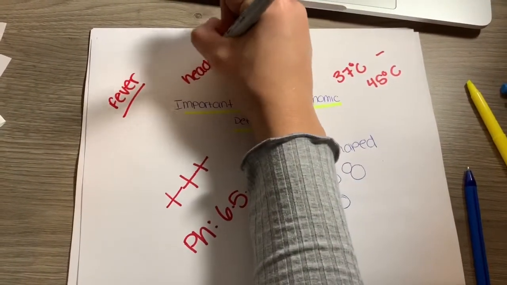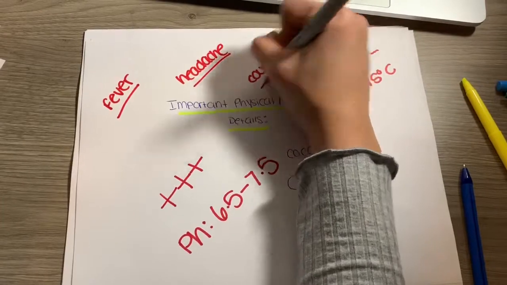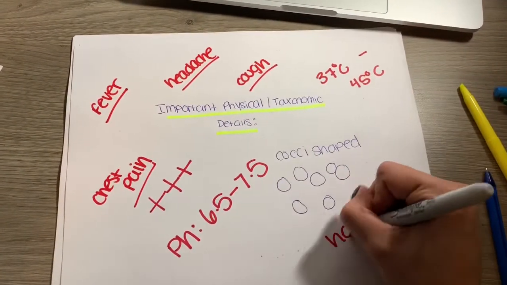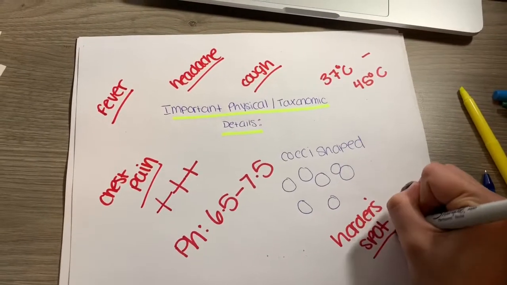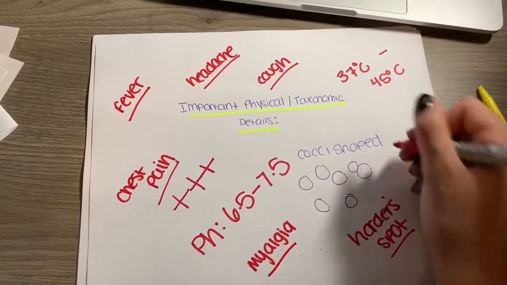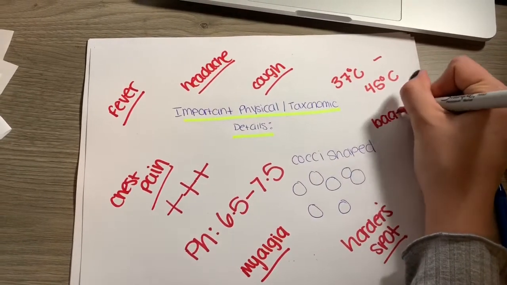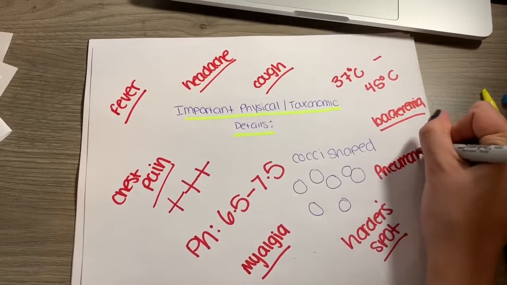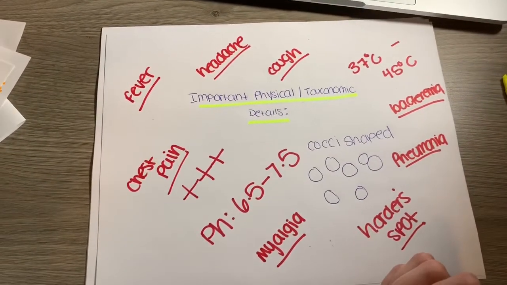It does not form endospores. Some major symptoms, of course, are going to include the headache, the cough, chest pain, Horder's spots, bronchospasm, myalgia, and eventually bacteremia, pneumonia, and of course the worst, which is what no one wants, death.